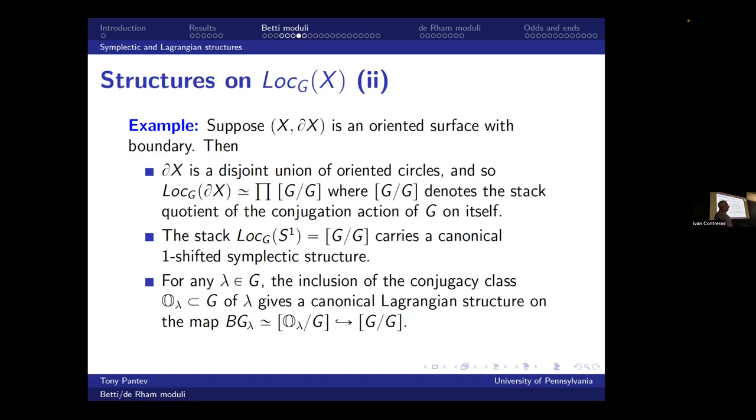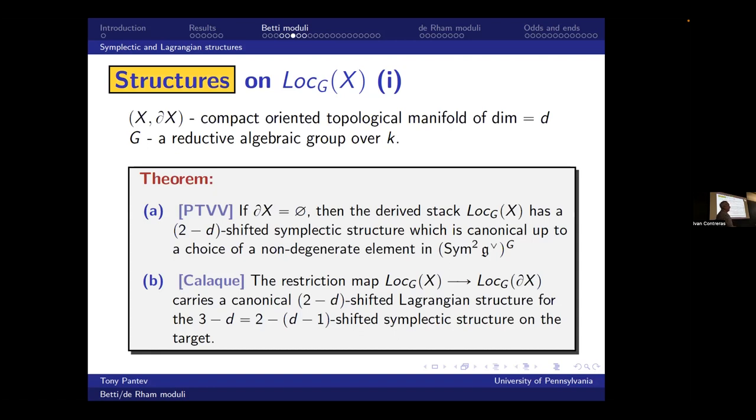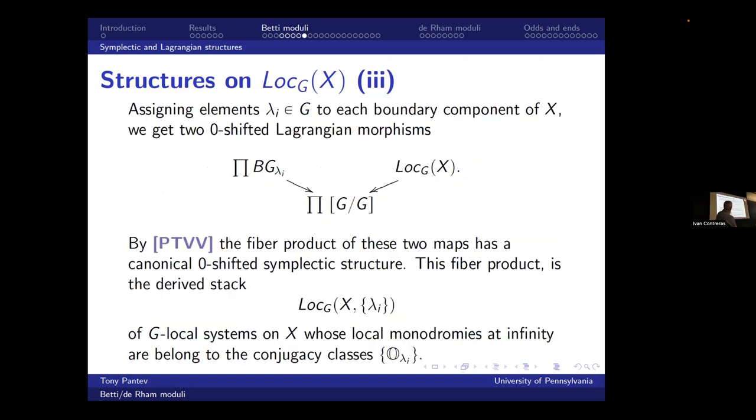And there is one other Lagrangian, which by Calaque's theorem is local systems, G local systems on the interior of the surface. And so you can intersect that Lagrangian with this natural Lagrangian coming from the boundary, from the conjugacy classes. So you have the product of these classifying stacks of the stabilizers of the conjugacy classes, and the local systems on the interior mapping to the local systems on the boundary, which is symplectic. And this fiber product, which is a Lagrangian intersection, gives you a shifted symplectic structure. So that's another theorem we proved, that the intersection of two Lagrangians in an n-shifted symplectic stack is n minus one shifted symplectic.